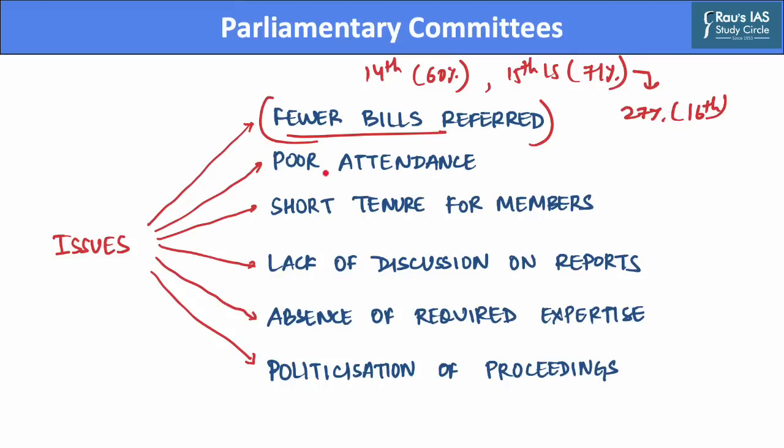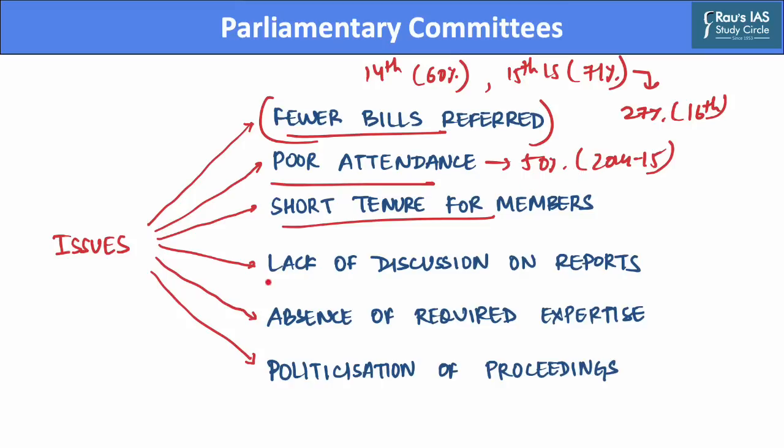Also, these committees see poor attendance of members. The attendance of members in such committee meetings has been a cause of concern, which has reduced to about 50% since the year 2014-15. Further, these committees provide a short tenure for their members, as they are constituted for a period of 1 year, and it leaves very little time for members to develop specializations.